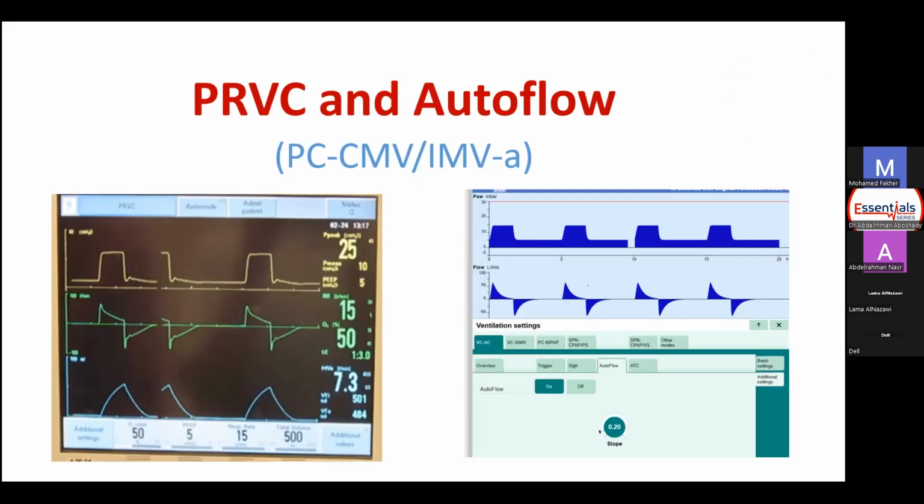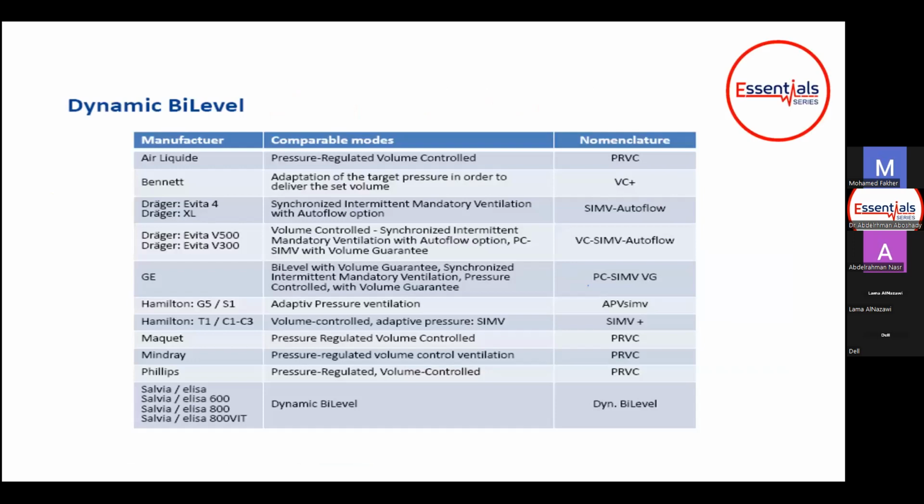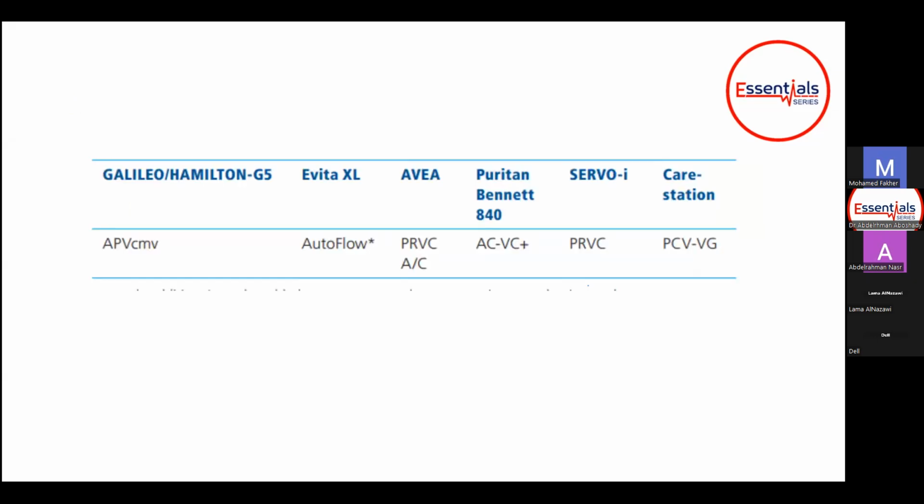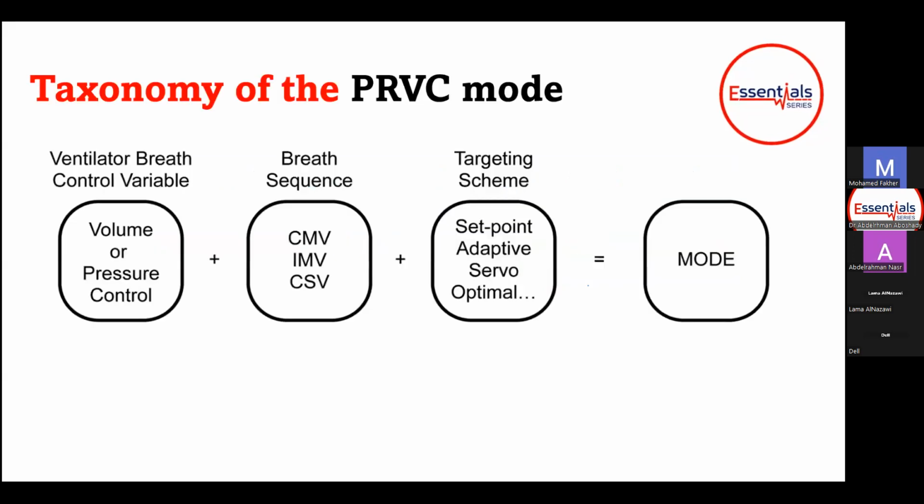So if the patient is passive or not highly active, you can use the PRVC or the auto flow mode. Other dual control modes that are CMV are the adaptive pressure ventilation in Hamilton, and some of the SIMV modes can be switched by the auto flow feature into a dual control mode, besides the volume control plus in the Bennett, as we just mentioned. So the PRVC is also a pressure control, yet the breath sequence here is not like the volume support, it's continuous mandatory ventilation. It allows the patient to have assisted or supported breath.